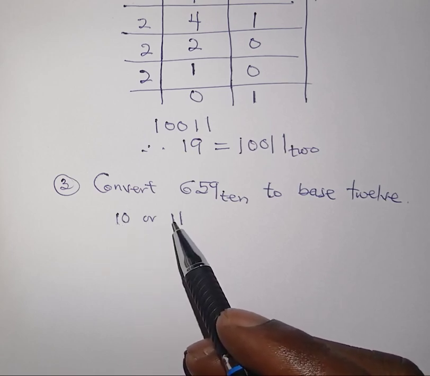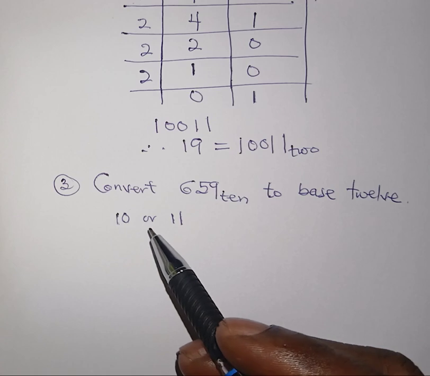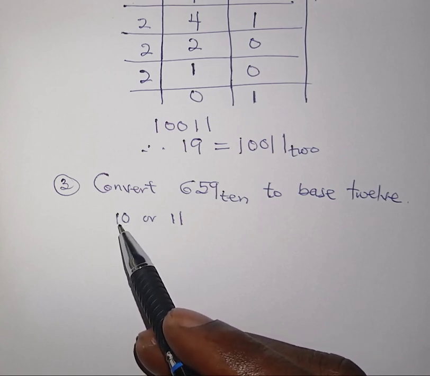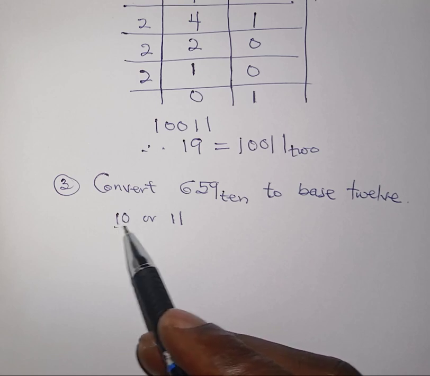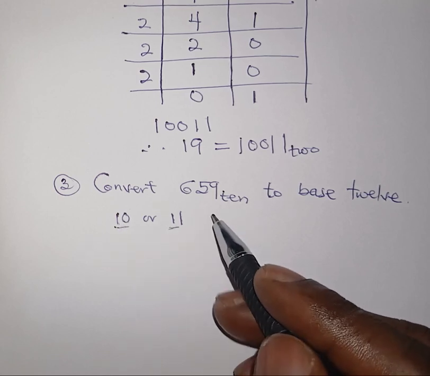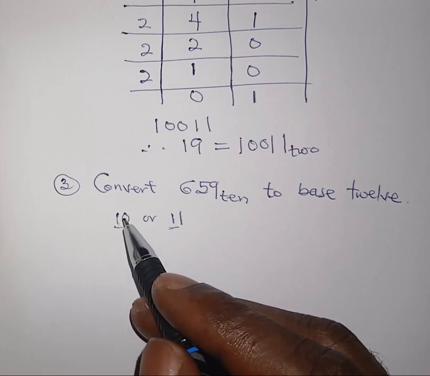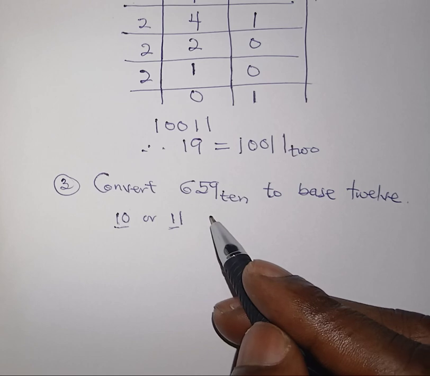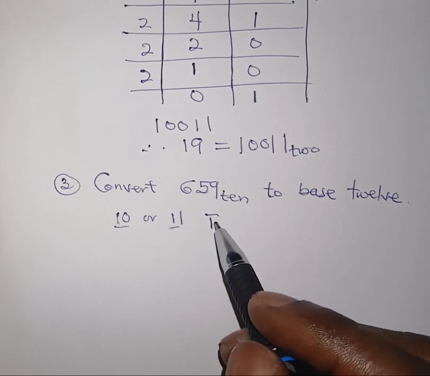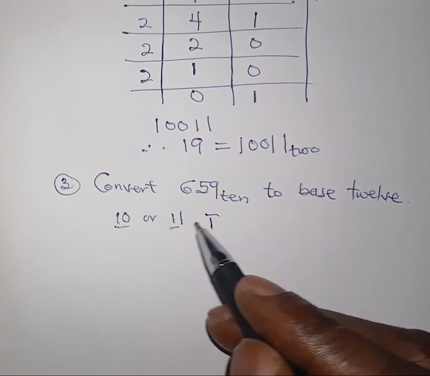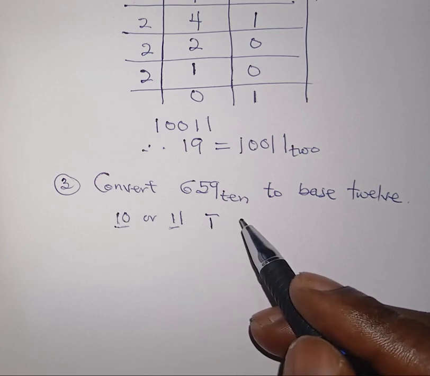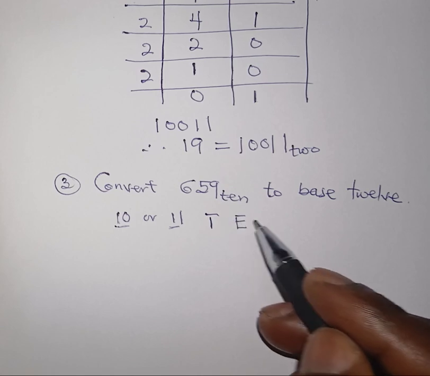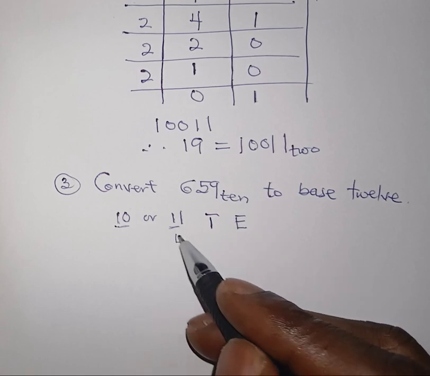So to differentiate them, to identify or know that this particular value is 10 or this is 11, we use letters to represent that. When you are spelling 10, it begins with what? T. So we use T to represent 10. And 11, when you are spelling, it begins with what? E. So we use E to represent 11. So take note of that, okay?